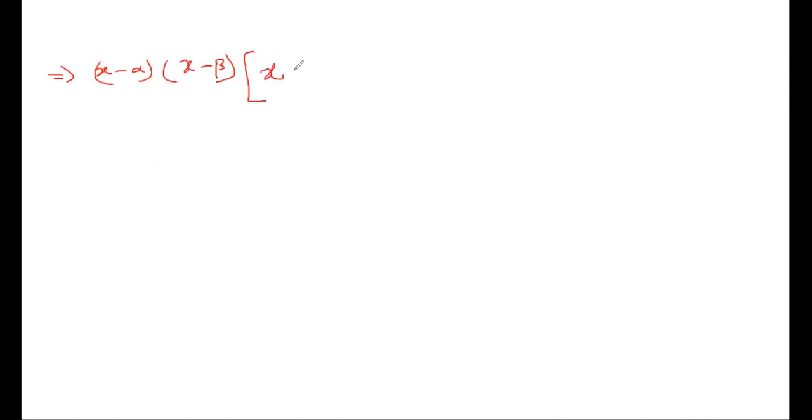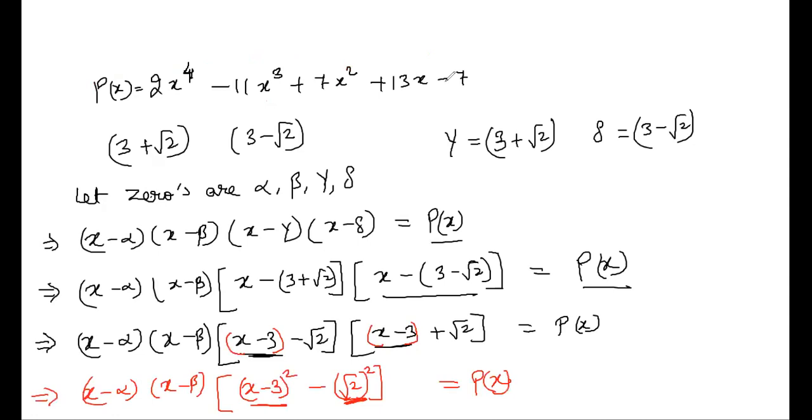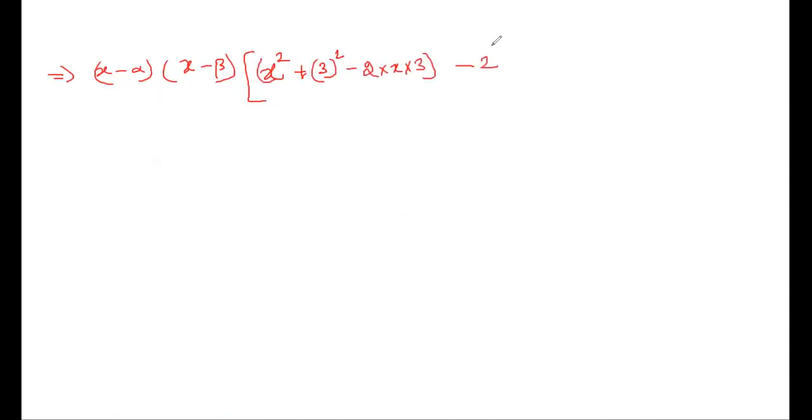So x square plus 3, that is (x - 3)² = x² + 9 - 2·x·3, correct? Bracket close. And if you solve this root 2, it will become how much? Only 2? Yes, sir. So I will write down here just 2. Bracket close, it will become here p(x).